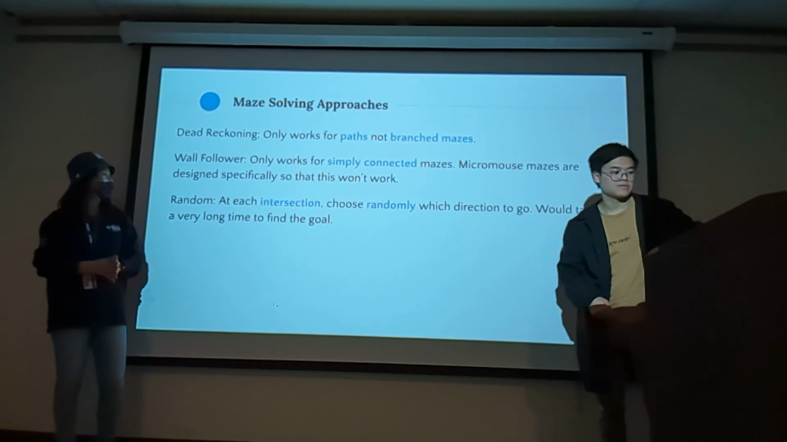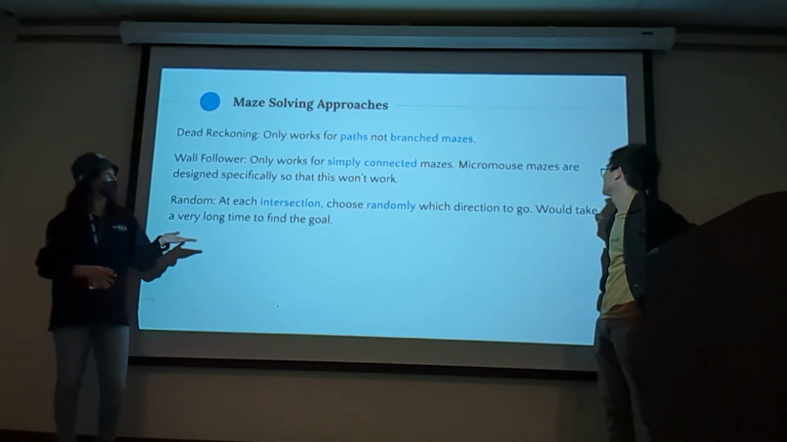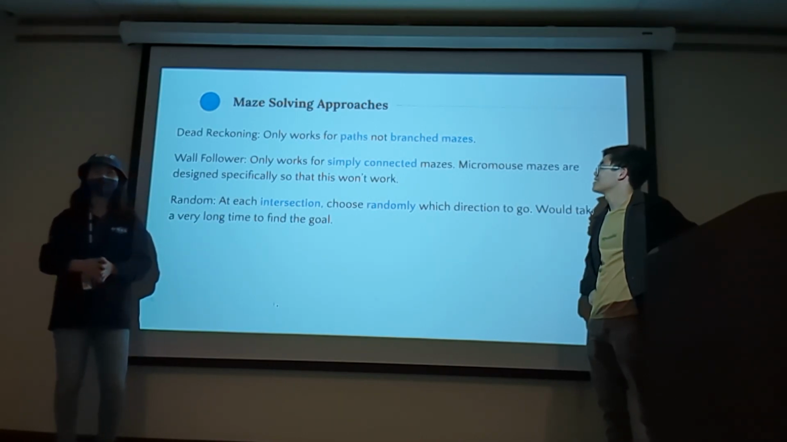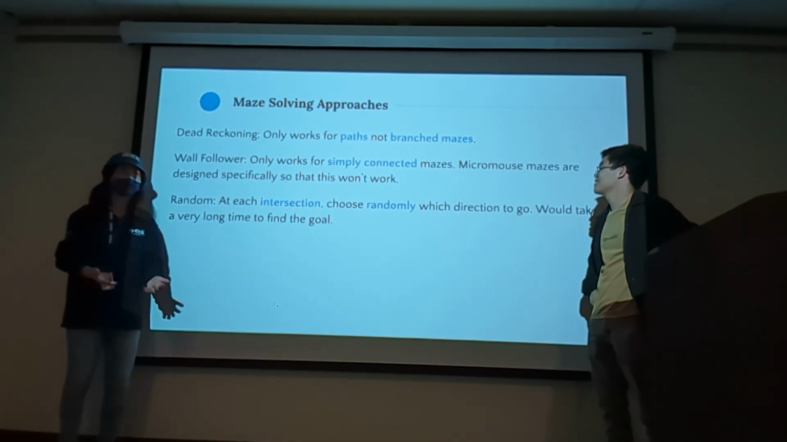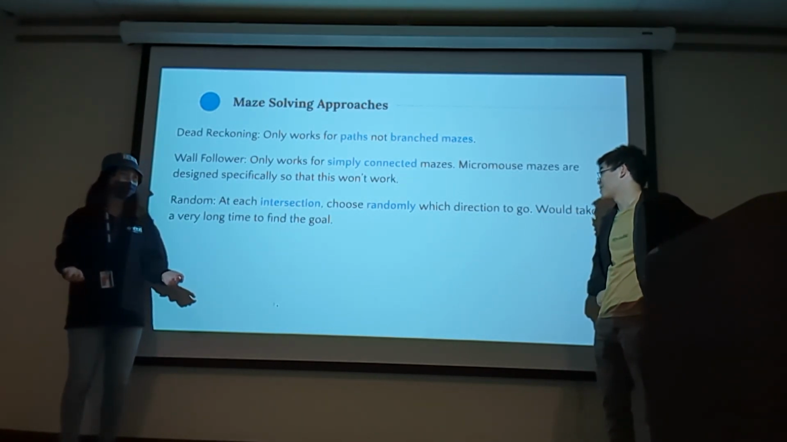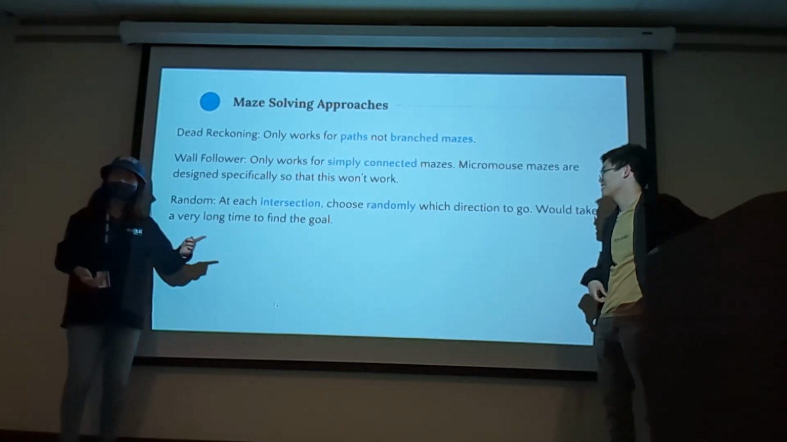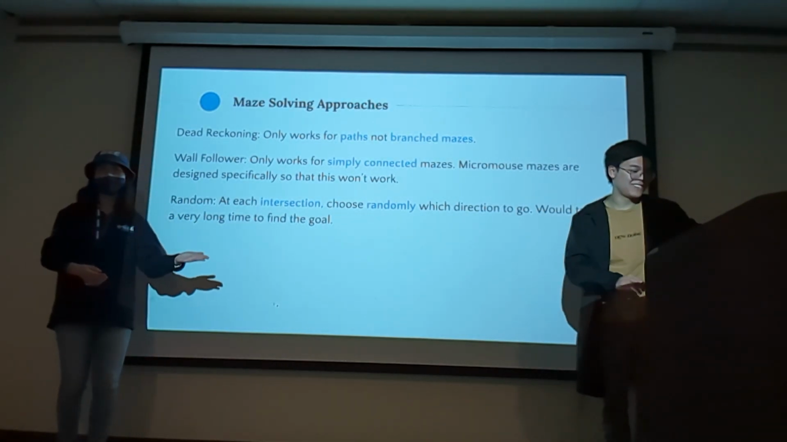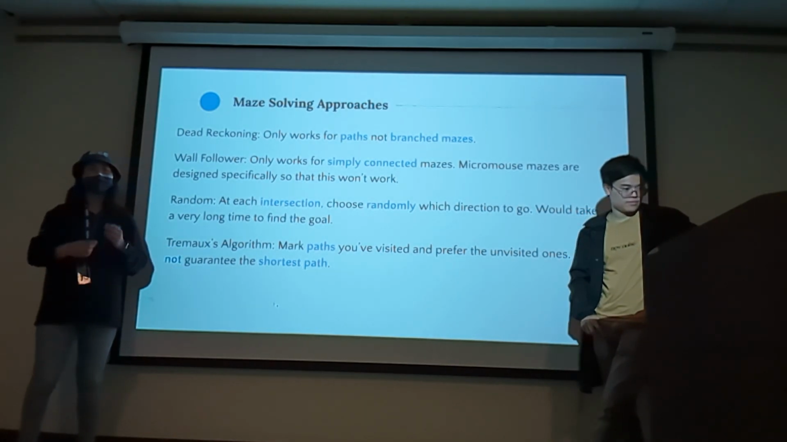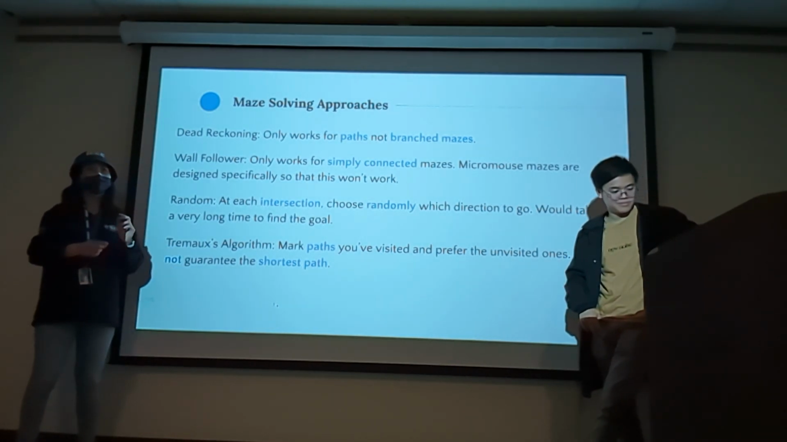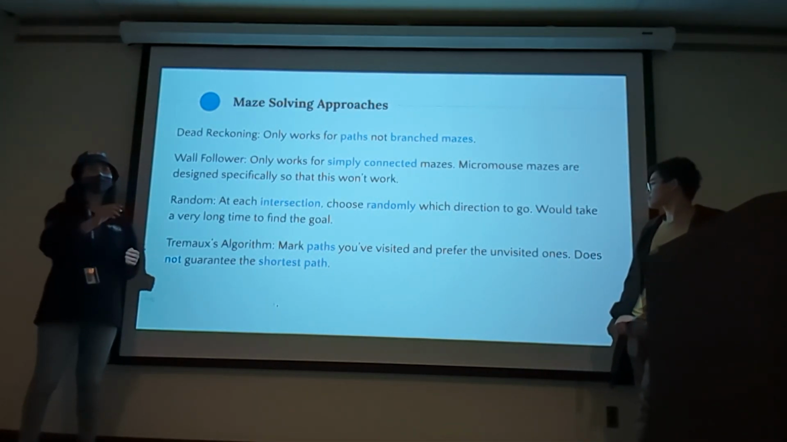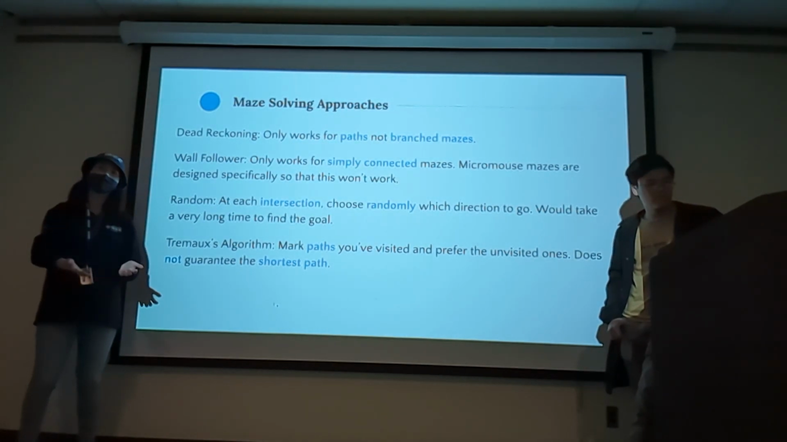Doesn't work. We have the random maze solving approach, where every time you have a decision, you randomly choose one. As you can see, this does not work particularly well, because it's going to take a long time. It could take the fastest path, it could, but think about the probability, if you let it go long enough. And Tremaux's algorithm marks which paths you have gone onto, and then if it's at an intersection, it'll randomly choose whichever one it has fewer visits to.